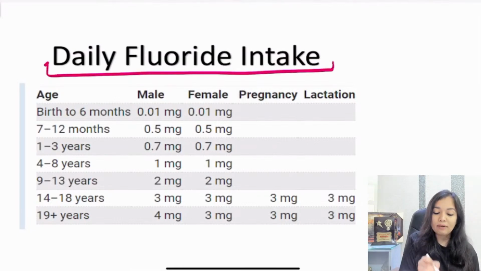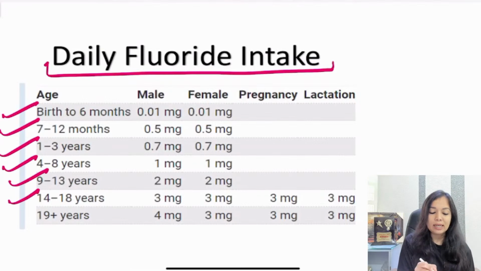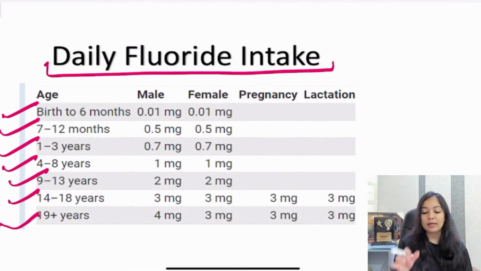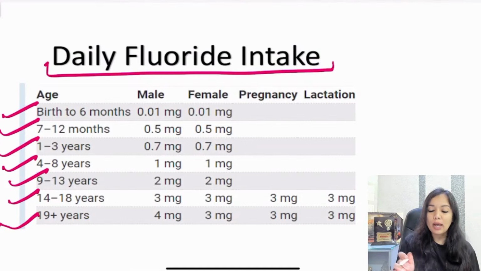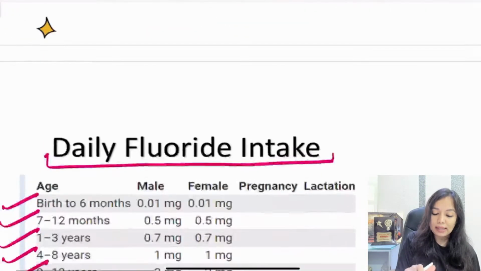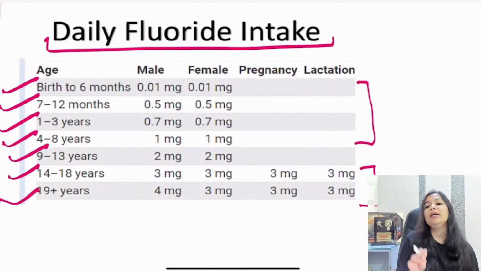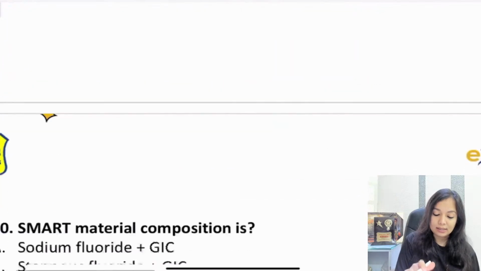In this, you have a classification that ranges from how much daily fluoride intake is done by a child from birth to 6 months, 7 months to 12 months, 1 to 3 years, 4 to 8 years, 9 to 13, 14 to 18, and 19 plus, that is a full grown adult. So this is the table you need to know, and according to this, we have 3 to 4 mg in adults, like what is given in the option, and then we have 0.01 to 1 mg in the children. Okay, so that's the answer there.